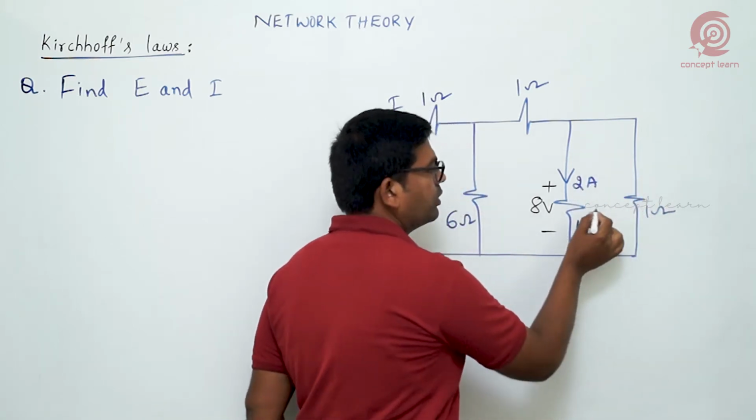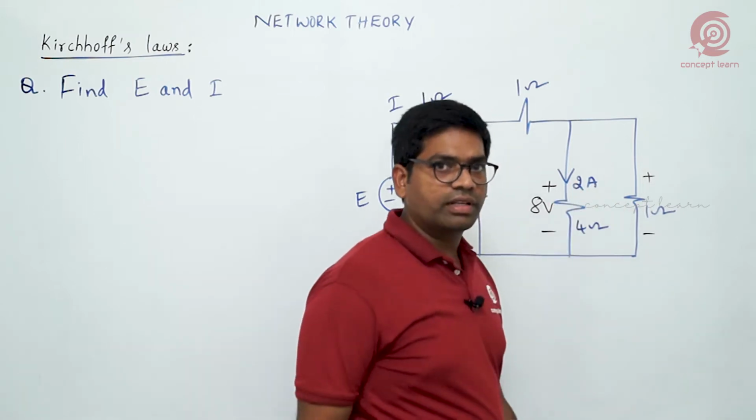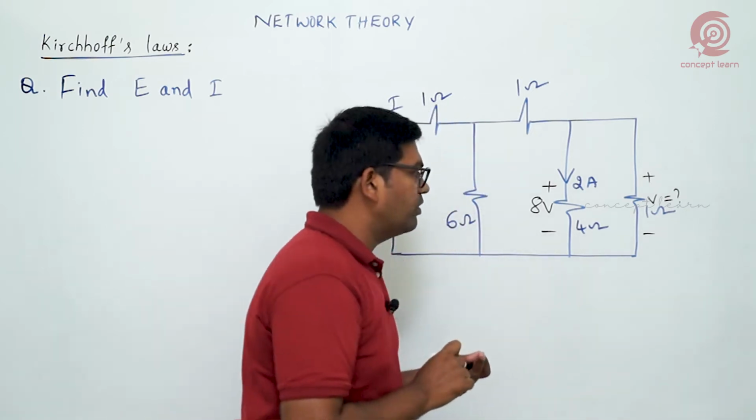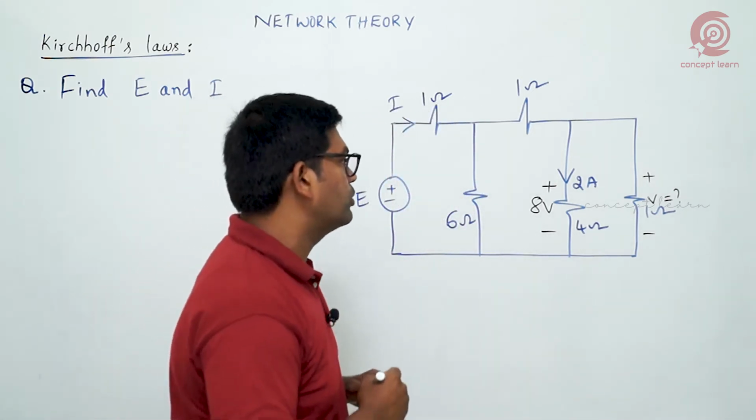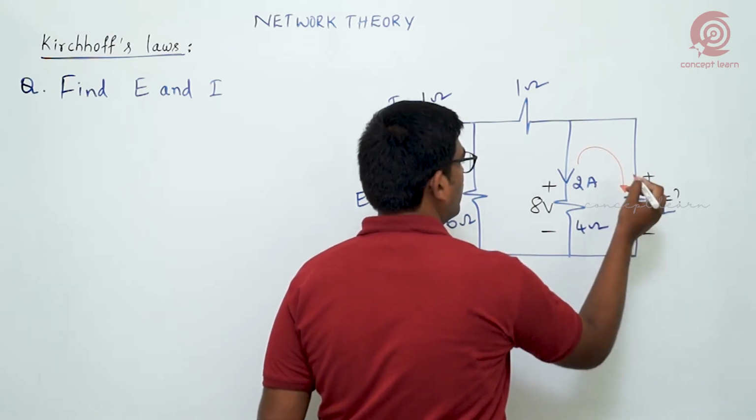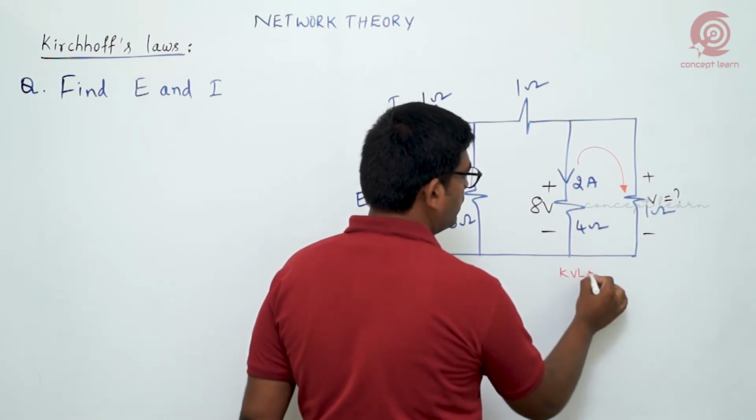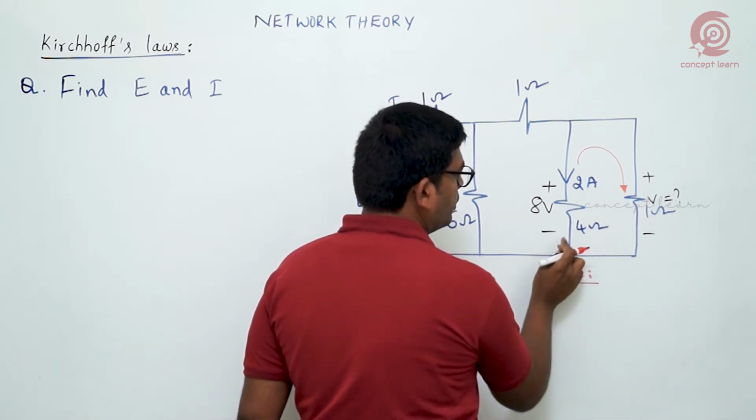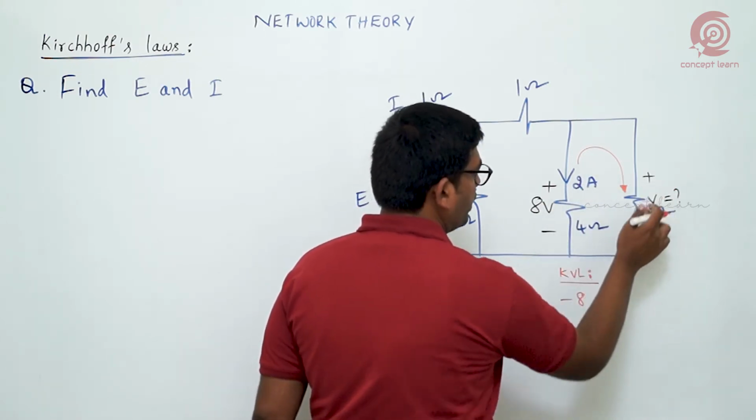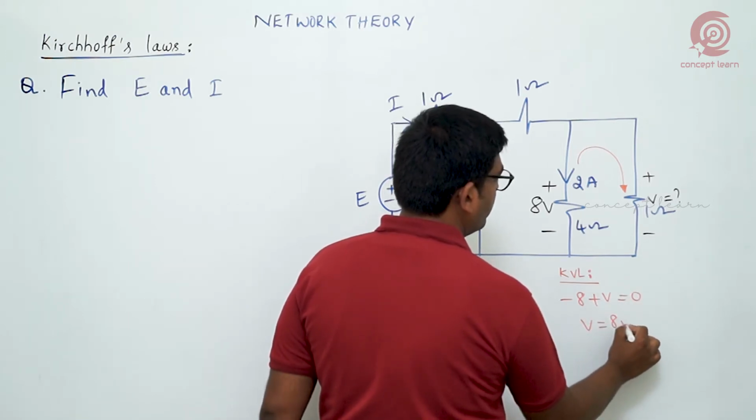Okay, so now if you observe here, it forms a closed path, a closed loop. The voltage across the 1 ohm resistance, I am assuming V. Got the point? So here in between 4 ohms and 1 ohm we have a closed path, so I am making a closed path. Understood? Then if I apply the KVL here, current entering into the negative terminal, so minus 8. Current entering into the positive terminal, plus V is equal to 0. So V is equal to 8 volts.